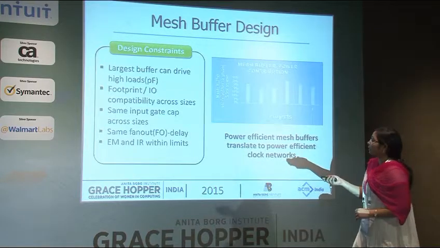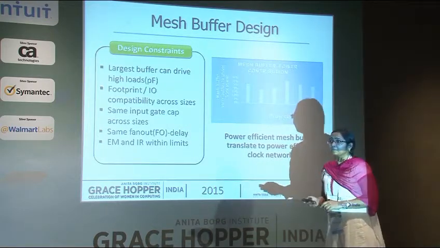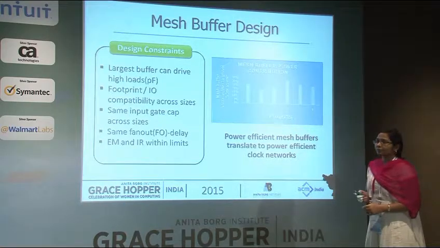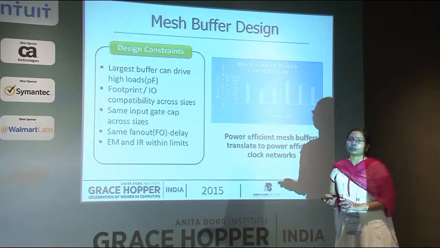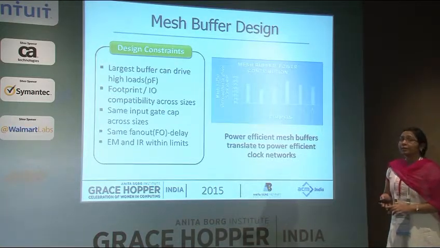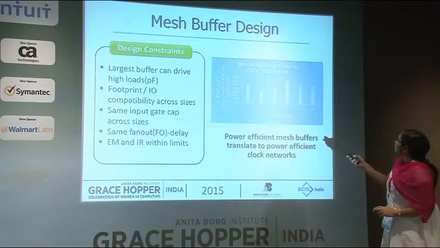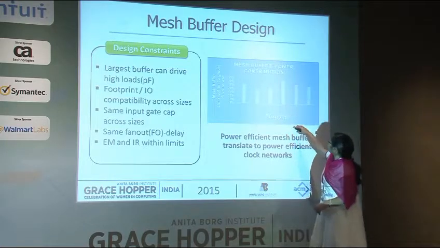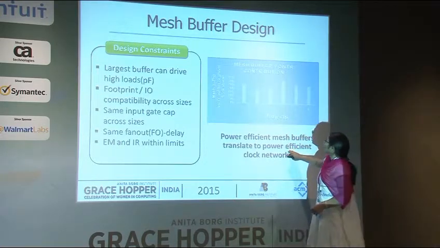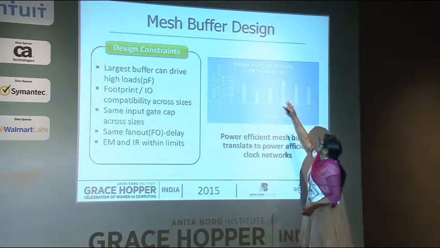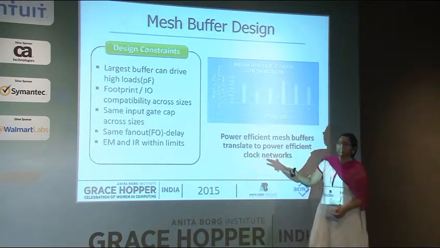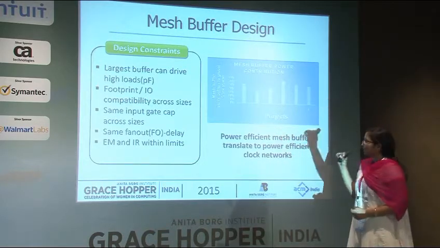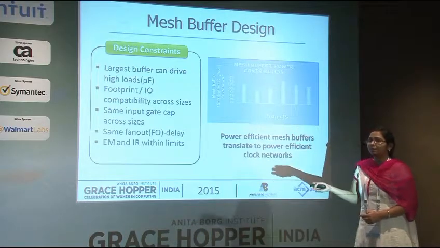Generally this will lead to power improvements of the mesh buffer. Generally the clock mesh takes 30% of the chip power. In clock networking, if you see here, almost 33% is taken by the mesh buffers. The mesh buffers consume 33% of the power in the clock distribution itself. If we improve anything in the clock mesh, it will definitely improve the chip power.